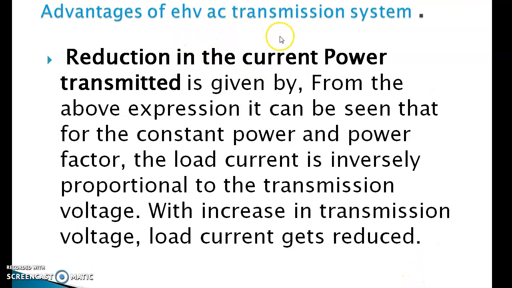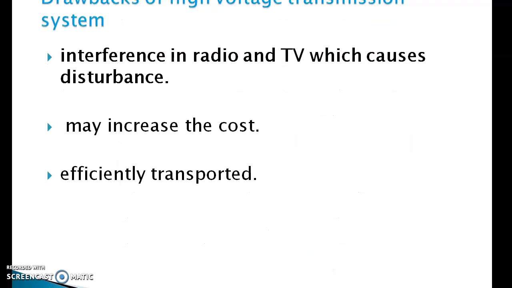Advantages of EHV-AC transmission systems. The reduction in current is given by the expression for power transmitted. From the above expression, it can be seen that for constant power and power factor, the load current is inversely proportional to the transmission voltage. With an increase in transmission voltage, load current gets reduced.